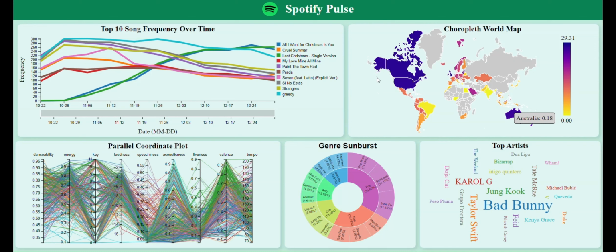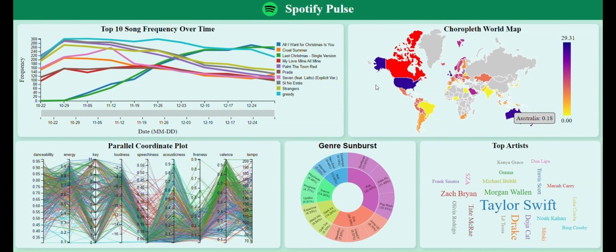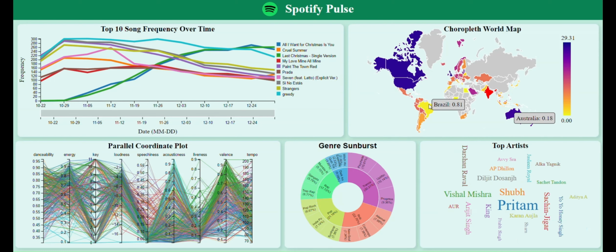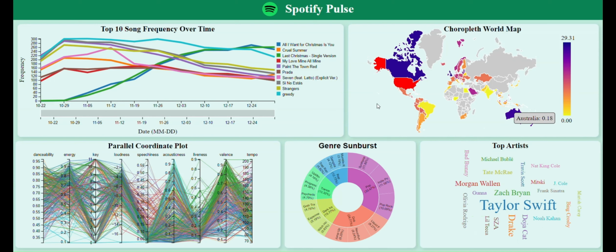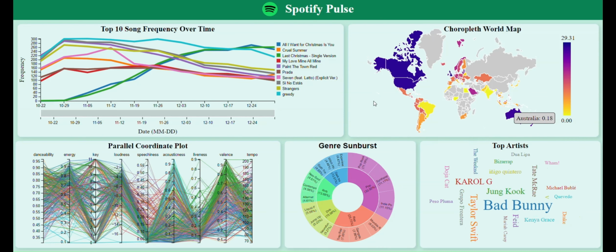And the other interaction present in this map is on click. If you click a specific country, it is selected and turned red. Based on this, other plots such as genre and top artist change. And if you click anywhere else in the graph, it resets.